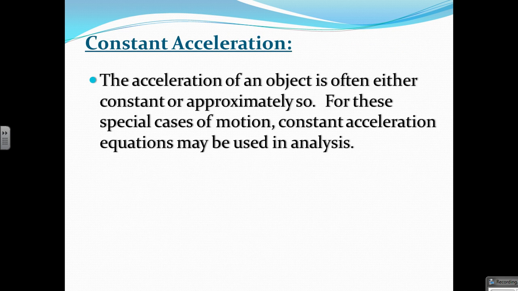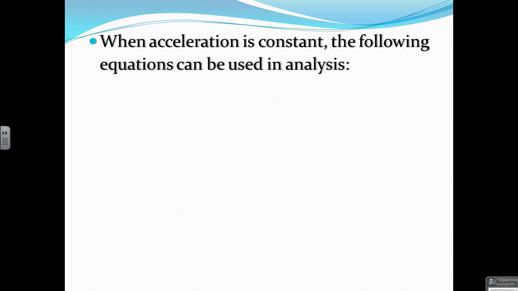The last thing we're going to talk about in terms of acceleration is constant acceleration. If we're using calculus in this respect, we're not going to be talking about constant acceleration, but there are scenarios where acceleration is constant. In these scenarios, we have a set of equations that we can use. I'll refer to them as the kinematic equations, that can be used to solve these constant acceleration problems.